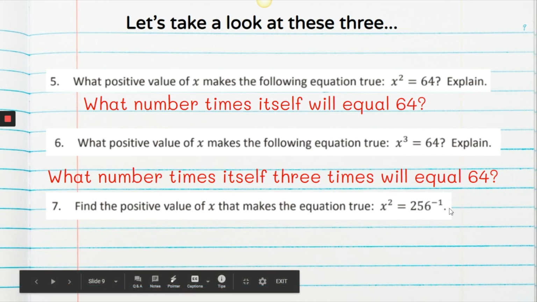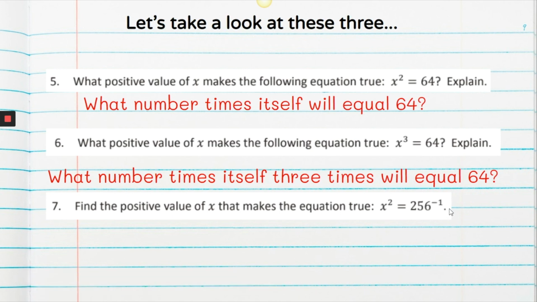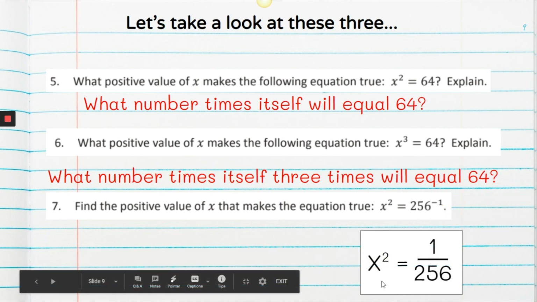And this is the one I wanted to give you a heads up about. You see that negative exponent, but once again, in the first 3 days of this unit, when the kiddos are learning about properties of exponents, this negative exponent will be addressed. So I think for these, I would probably guide my students to doing something like this instead. So x squared equals 1 over 256 and solving it from this form.